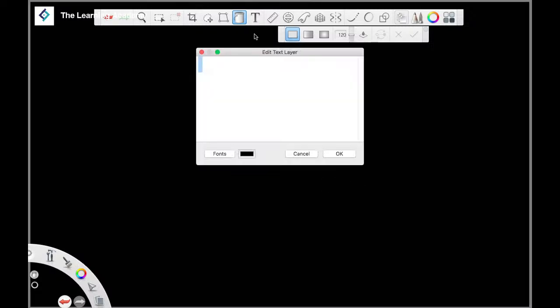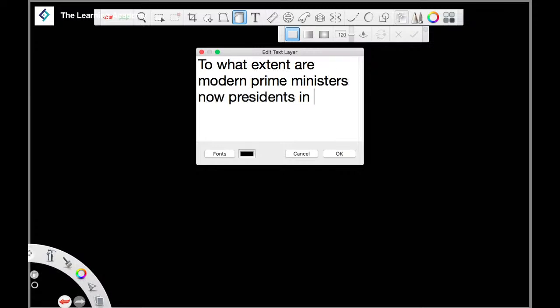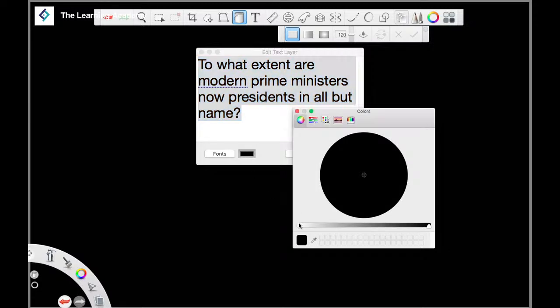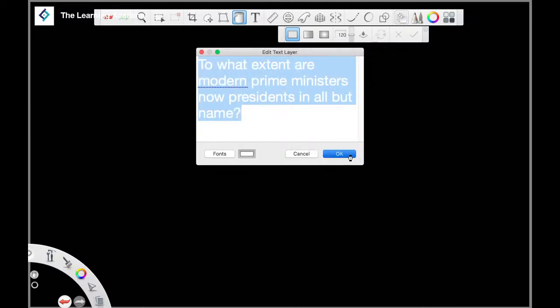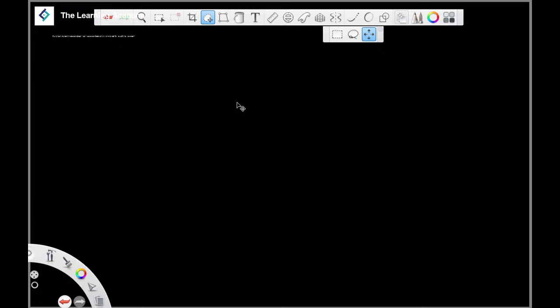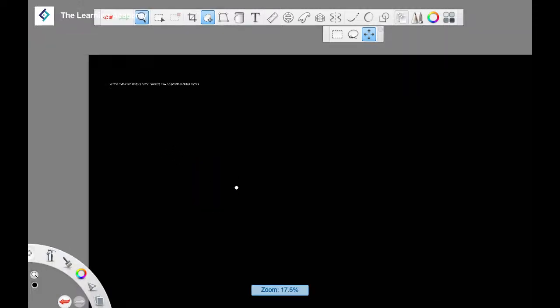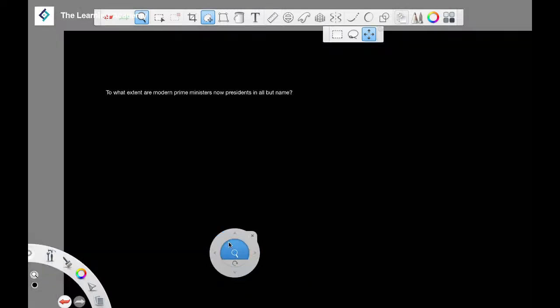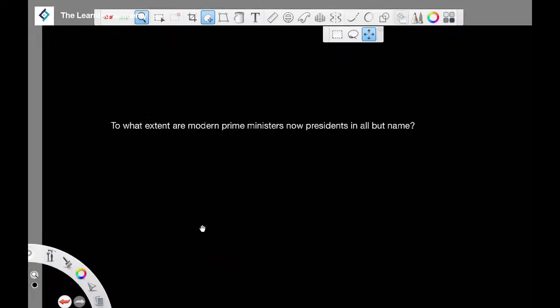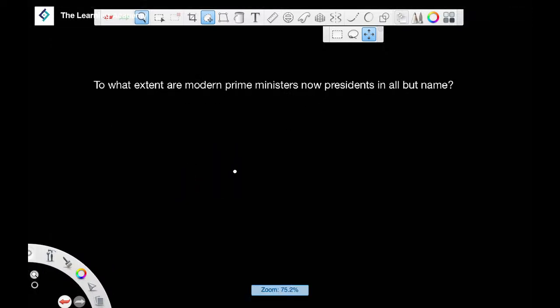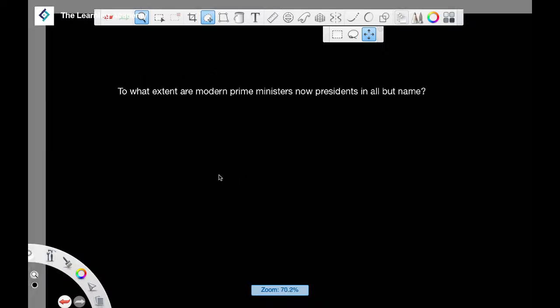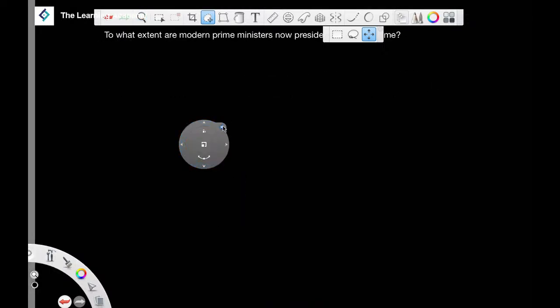There we go. The question is: to what extent are modern prime ministers now presidents in all but name? This is a very interesting question, because I would hazard a guess that many people, if they saw this question on an exam paper, would probably choose not to do it. If I was back in school, in politics, I probably wouldn't do it either, because it's quite a difficult question to talk about. We're talking about the theories of executive power.